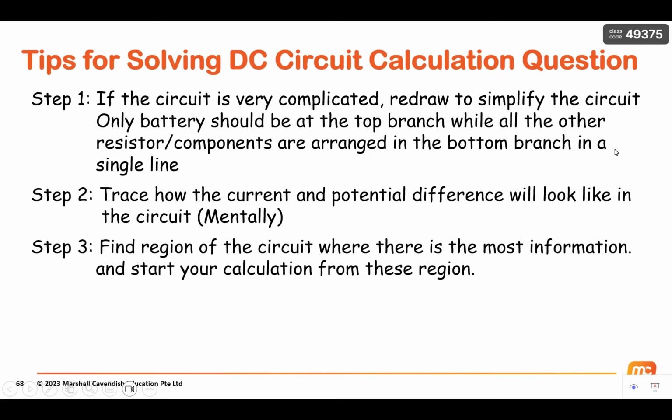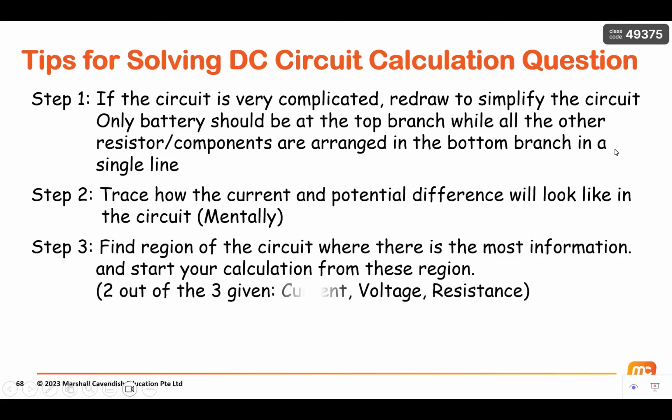Then step number 3, if we do not know where exactly to start next, we look at the entire circuit and find the region where there is the most information given. What do I mean by most information given? We usually want to find either the current, voltage, or resistance, these 3 things. If there is any part of the circuit where 2 of them are known, you can start your calculation from that section.